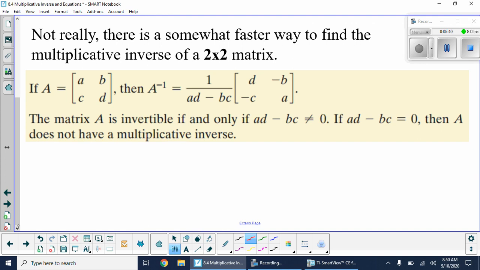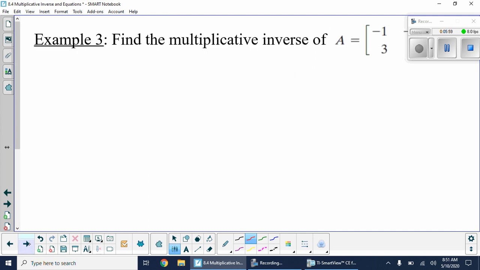Now, could you use your calculator? Yes. But there are going to be times in the future where you're going to want to know how to do it this way as well. So I'm going to show you. There's a little formula that they give us if we're talking about a 2x2 matrix that we can find its inverse. Okay, so let's go through on the next page.